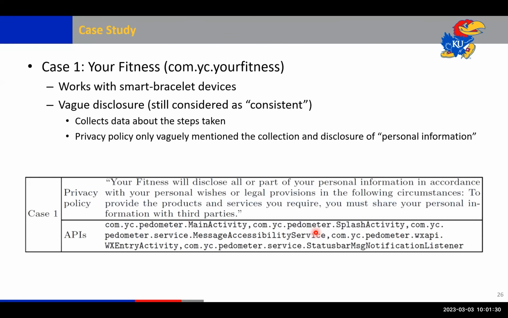Certain case studies came forward when we used IoTPrivComp. This app from the Google Play Store, all these apps are from the Google Play Store, works with smart bracelet devices, a wearable app. It collects data about the steps taken, but in its privacy policy it makes a generic, vague statement that it collects user data. So it's still a consistent disclosure, but it is vague. They do not mention the steps taken particularly anywhere.